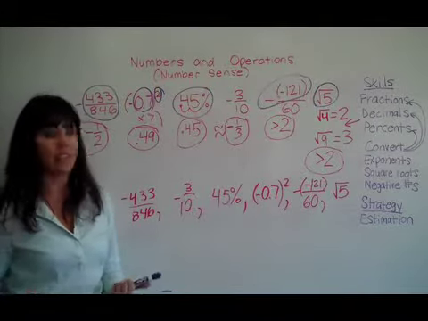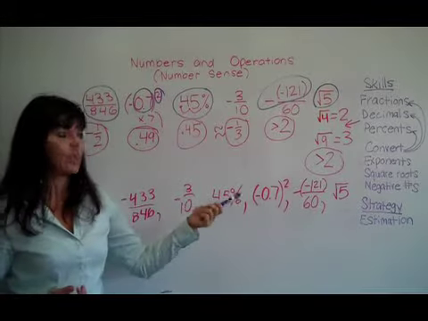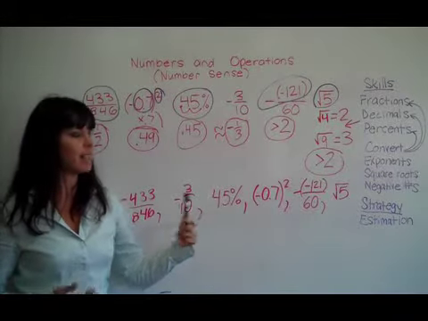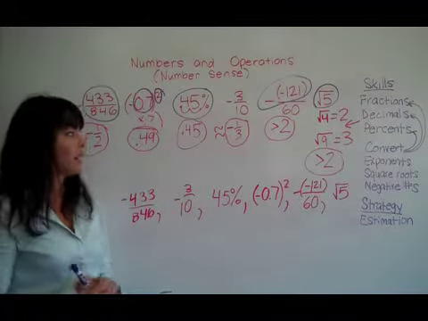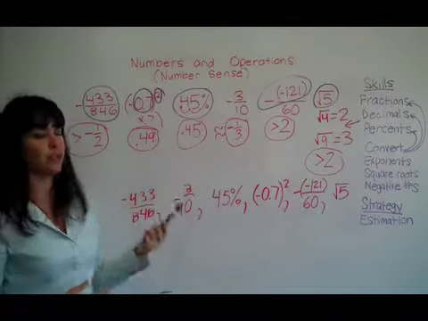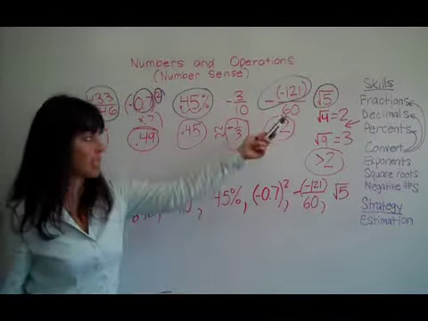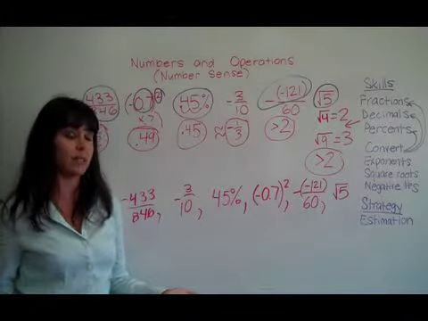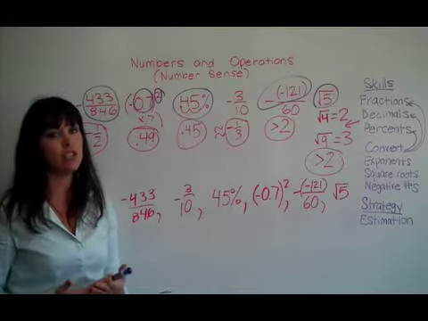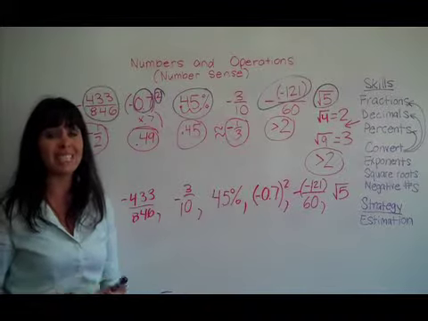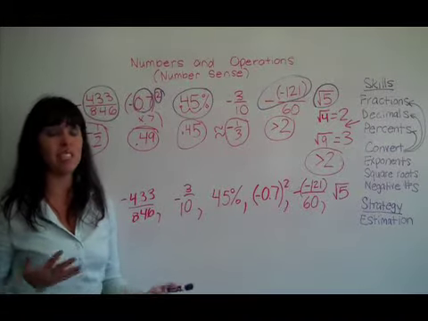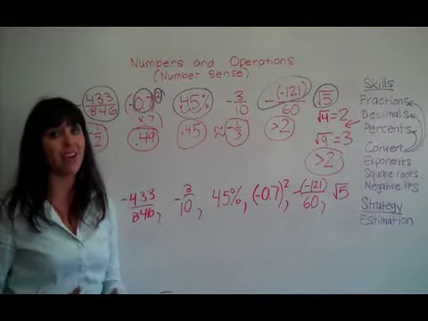The strategy that we used, again, was estimation. Estimation is an invaluable strategy because sometimes when you're comparing numbers, you don't need to know the exact number. For example, remember with the square root of 5, we didn't need to know exactly what that was. But estimation always gives you a really great place to start and sometimes is all you need in order to compare numbers to each other.